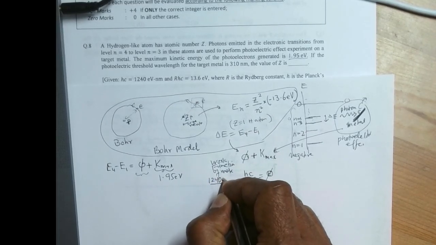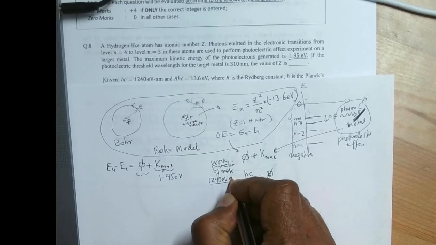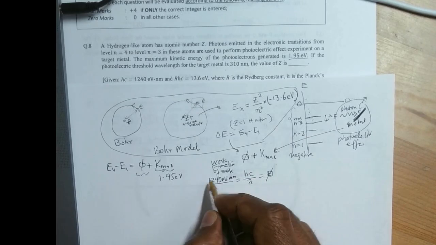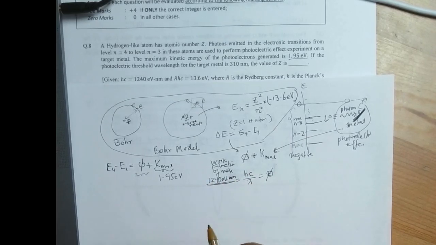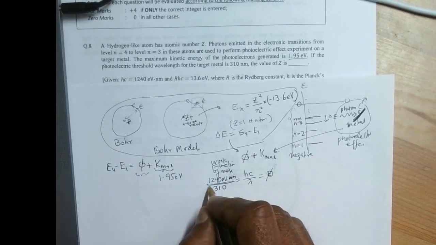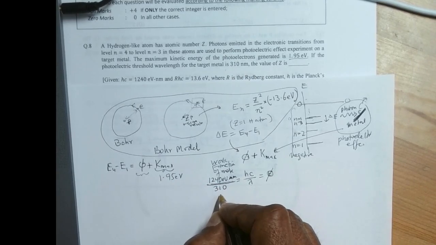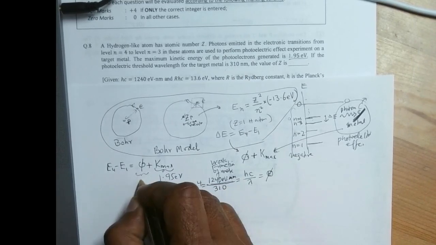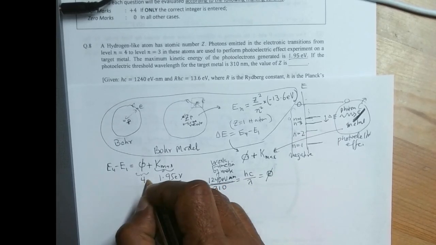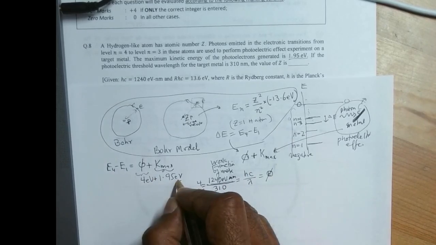This is something you have to remember. It's actually a good idea, because sometimes they don't give you this. It's very important. hc equals that, and lambda is given as 310, and this is very nicely 4. So this is 4 eV. So everything is in eV, and we know all of this on this side.